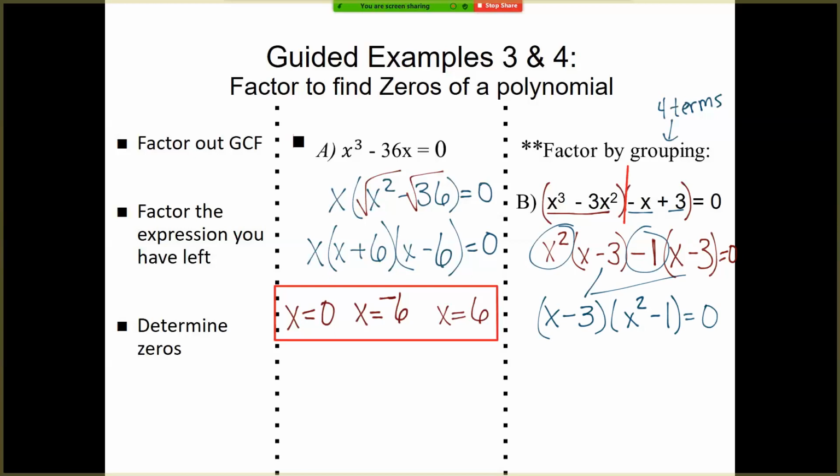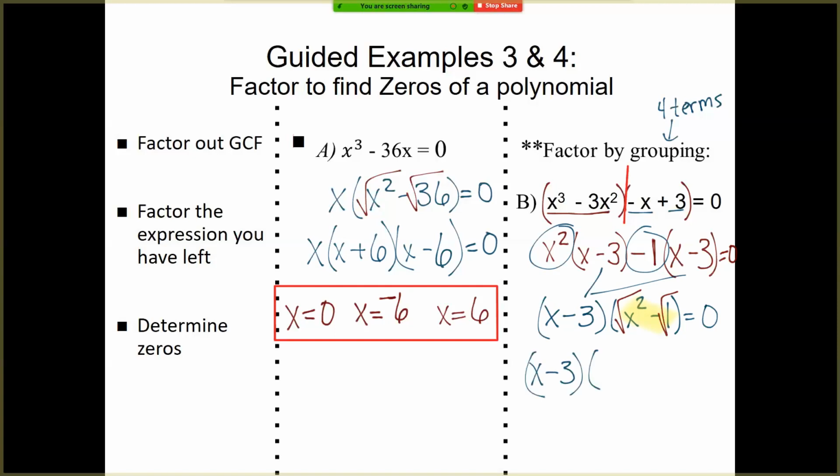Looking at this, I notice I have an x squared left. If I have an x squared left, I've got to keep looking to see if it factors further. In this case, I've got two terms right here. One of them's x squared. I've got a minus sign, which screams to me, hey, is this a difference of squares? Are both of these terms perfect squares?